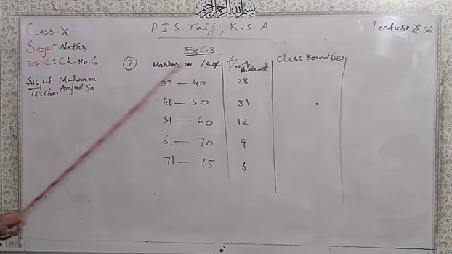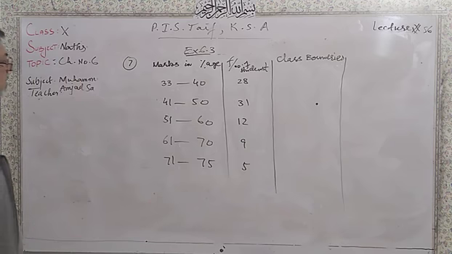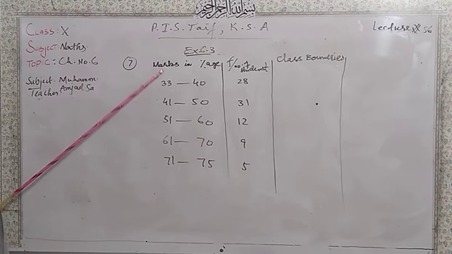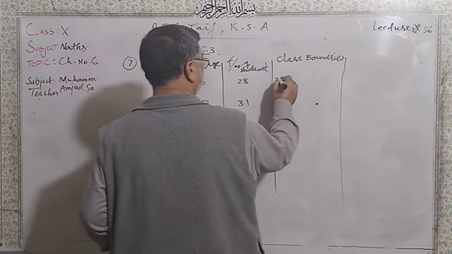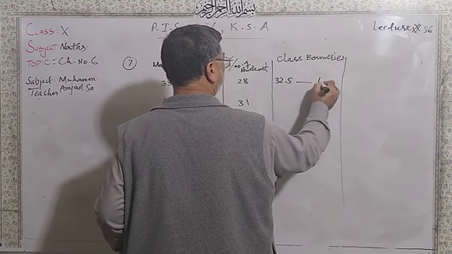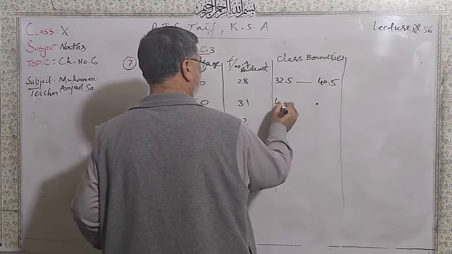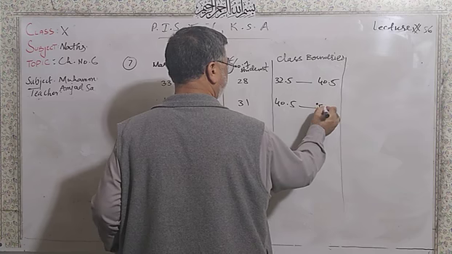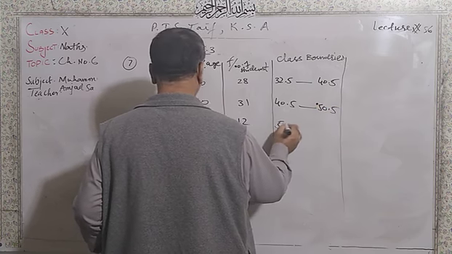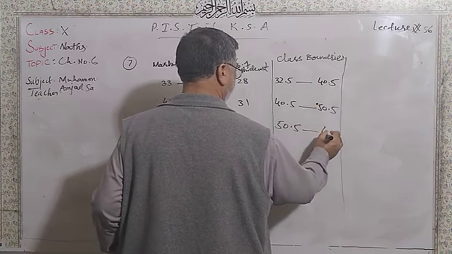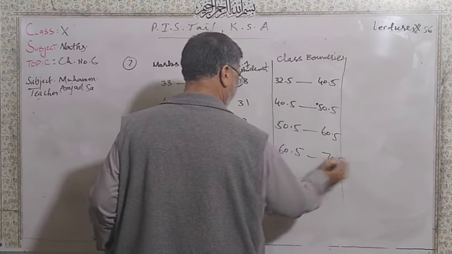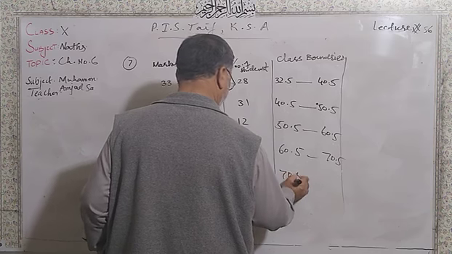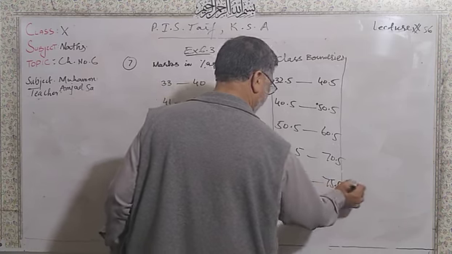Here we will write down the class boundaries. You know that from the lower class limit subtract 0.5, and to the upper class limit add 0.5. This will be 32.5 to 40.5, 40.5 to 50.5, 50.5 to 60.5, 60.5 to 70.5, and 70.5 to 75.5.